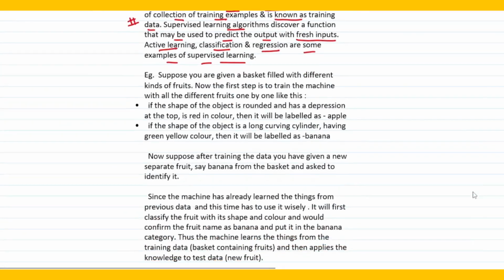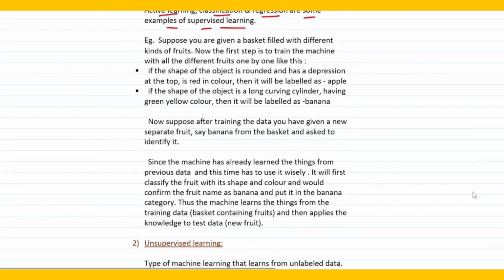Just for your understanding, let's look at an example of supervised learning. Suppose you are given a basket filled with different kinds of fruits. The first step is to train the machine with all the different fruits one by one. So how do you recognize the fruit? That we will try to understand. First point says, if the shape of the object is rounded and has a depression at the top, depression meaning a small hole in the top, and is red in color, then it will be labeled as apple. If the shape of the object is a long curving cylinder having green-yellow color, then it will be labeled as banana, right?